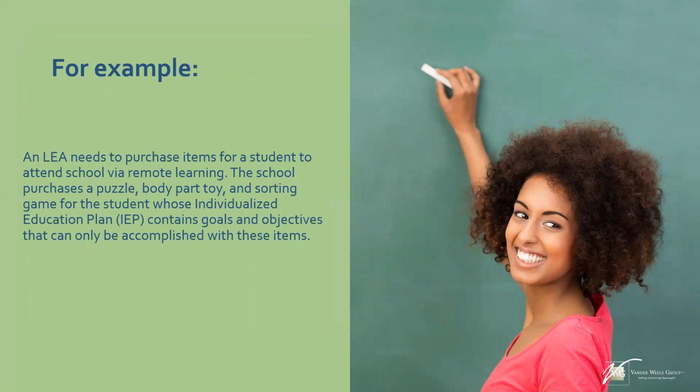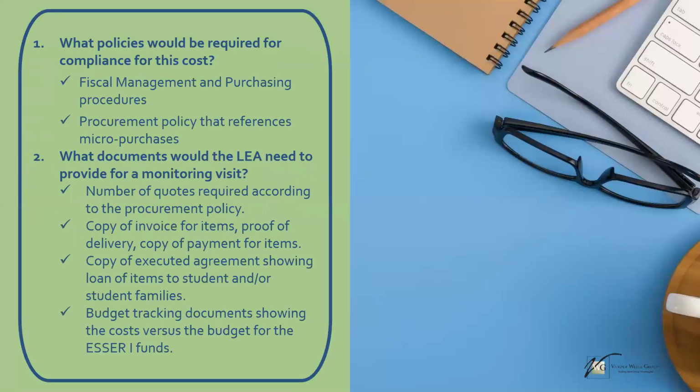Another example is an LEA needs to purchase items for a student to attend school via remote learning. The school purchases a puzzle, body part toy, and sorting game for the student whose individualized education plan, or IEP, contains goals and objectives that can only be accomplished with these items. So what policies do you need?